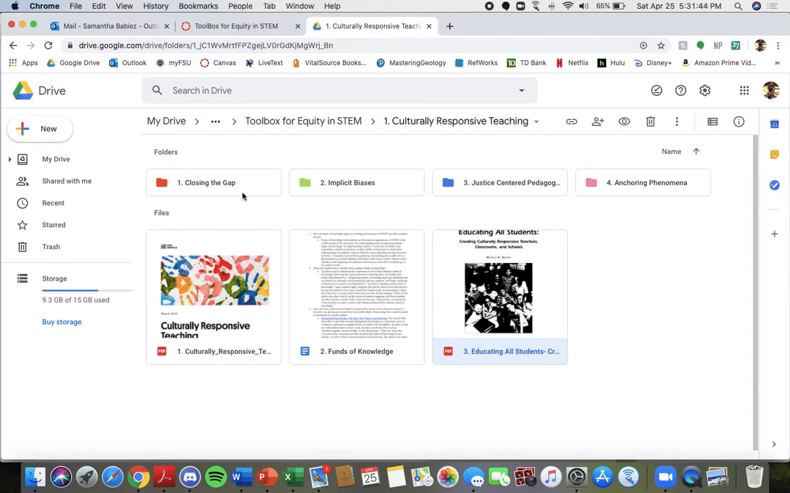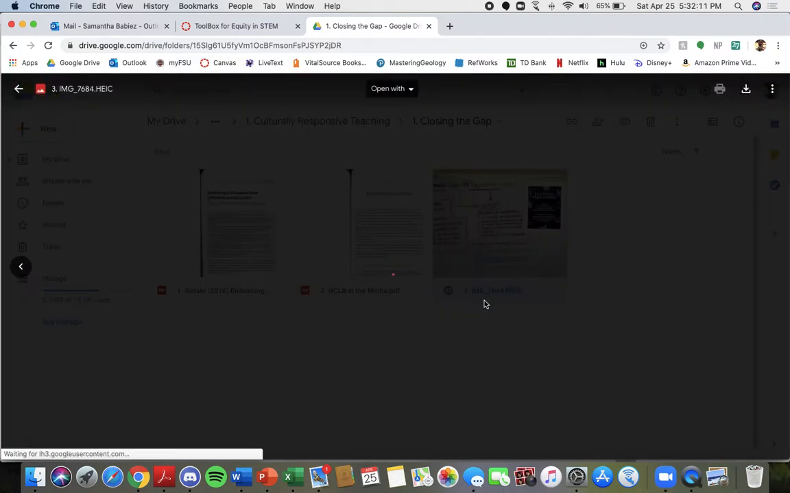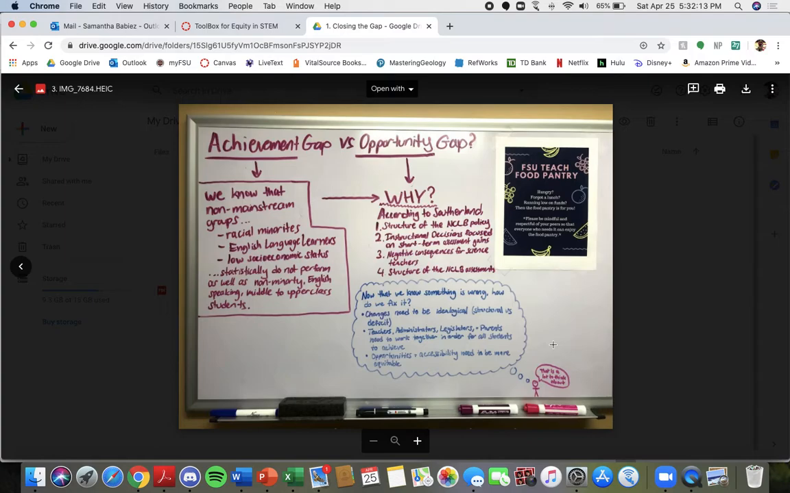So let's go into our first folder here, which is closing the gap. And I didn't want to label it achievement gap or opportunity gap because that was a very large discussion in our class, what to call that. So in order here, I have the Gorski article about poverty and education. I have the Elephant in the Room article, which was about the No Child Left Behind Act, and how the media was portraying those things. And then I have the graphic that we submitted to the discussion post.